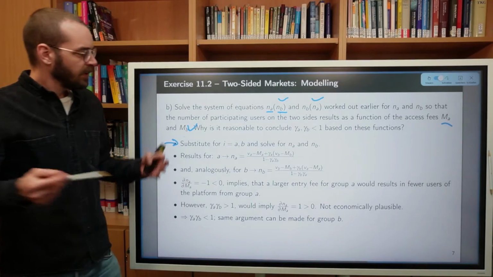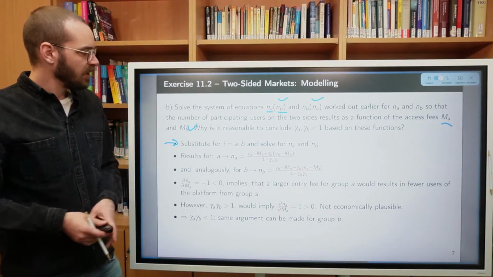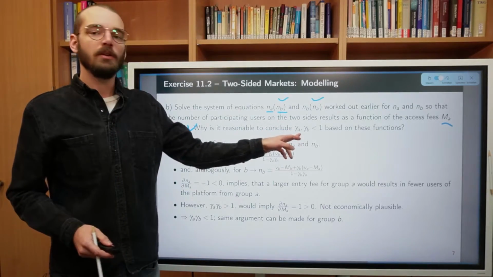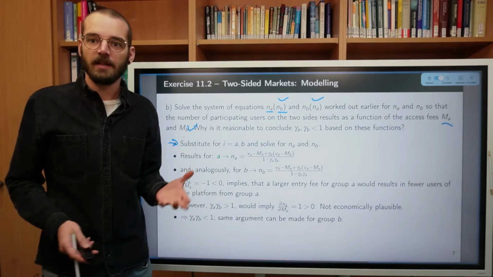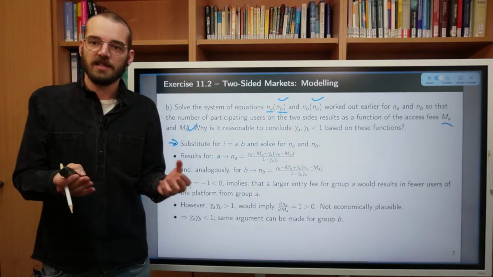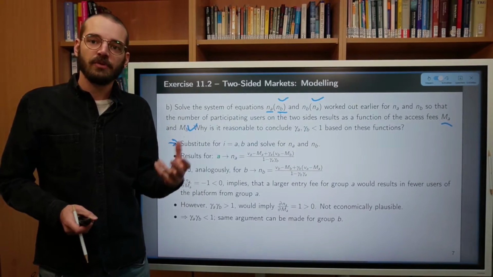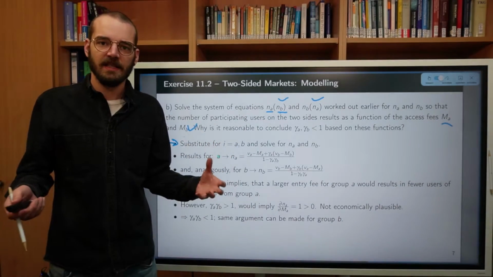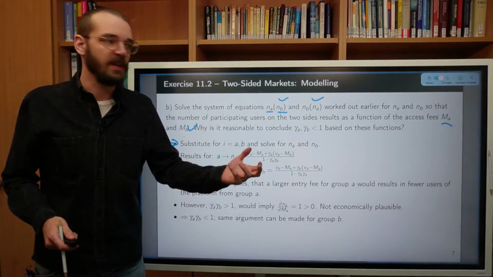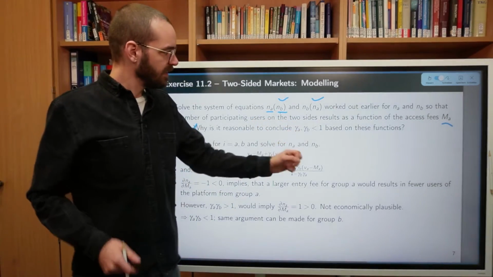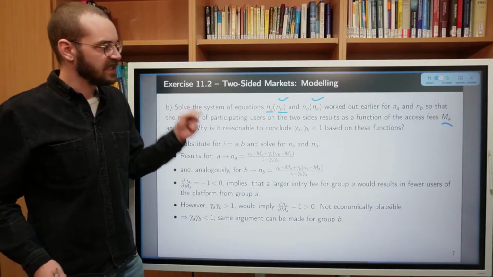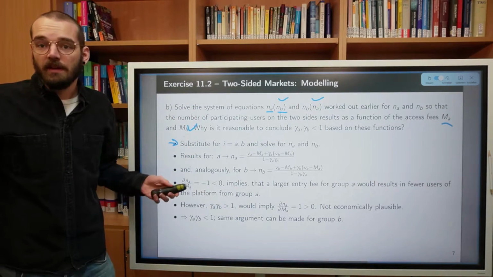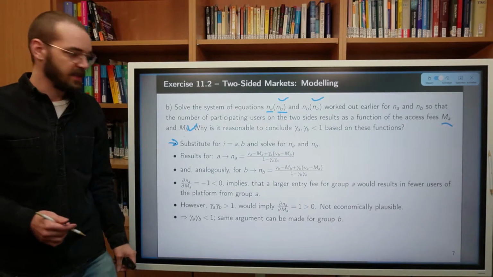Done. Now, the subsequent question is, why is it reasonable to conclude that both of these spillover parameters, gamma A and gamma B, were, just as a reminder, the parameters capturing how strong the spillover effect is from one group onto the other group. Why is it reasonable that both of these parameters are smaller than 1? Because in theory, they could be larger than this.